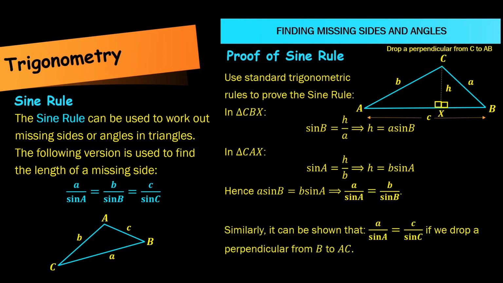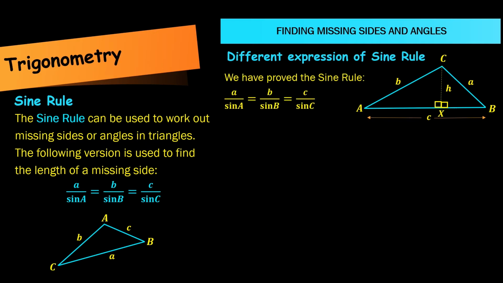Similarly, we can show that A over sine A equals C over sine C if we drop a perpendicular from B to AC. And therefore, A over sine A equals B over sine B equals C over sine C. We have therefore proved the sine rule.